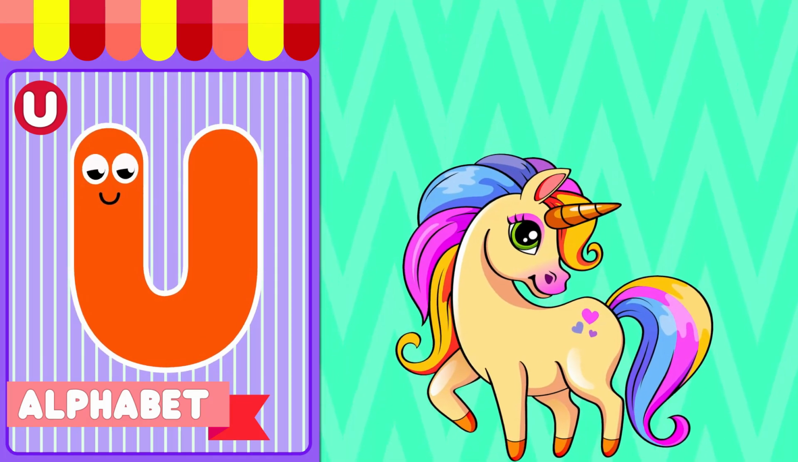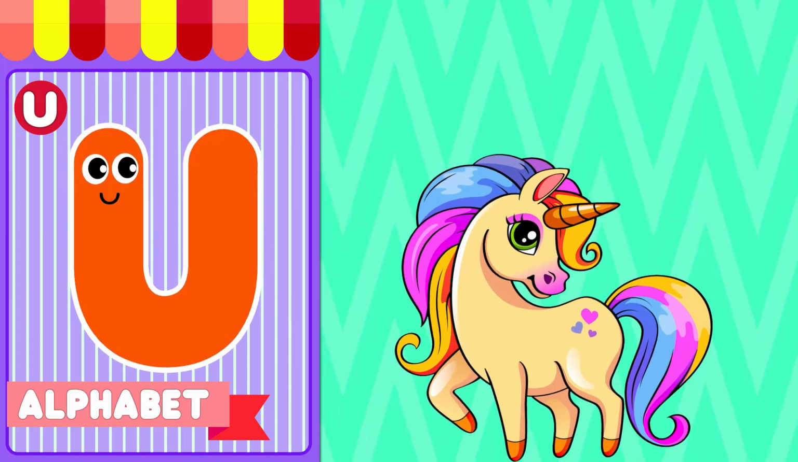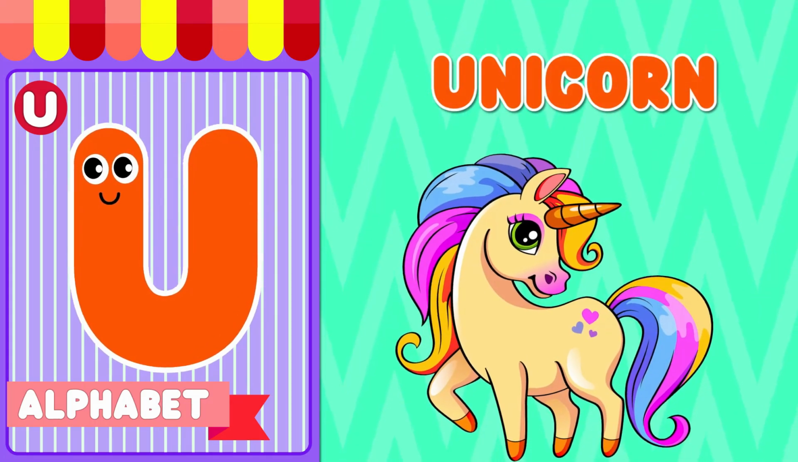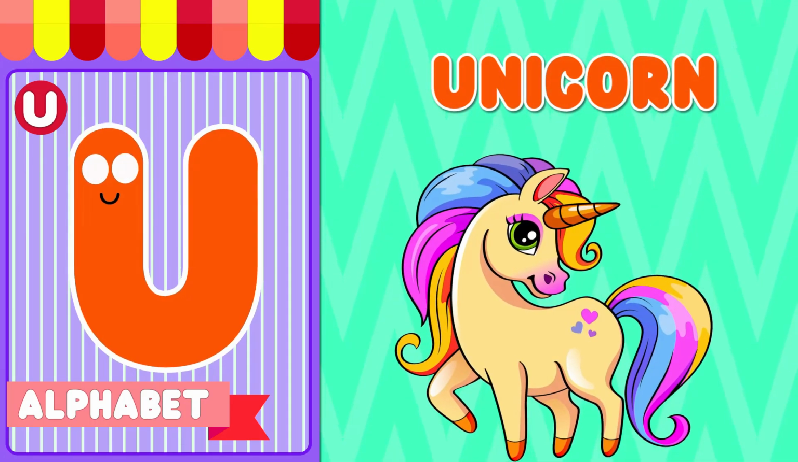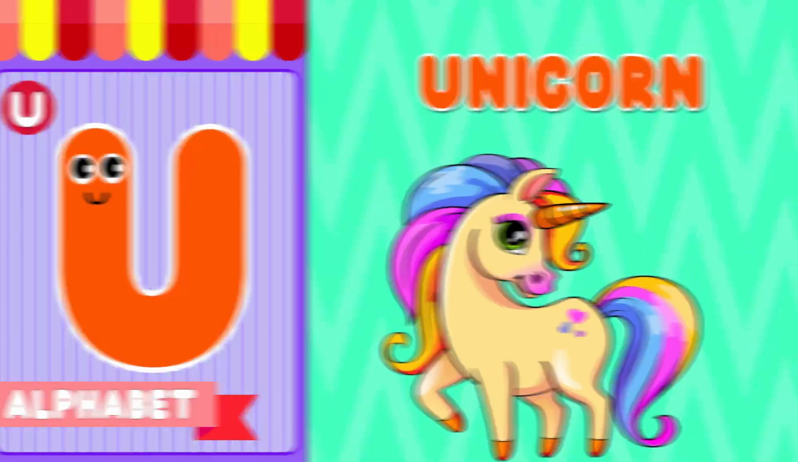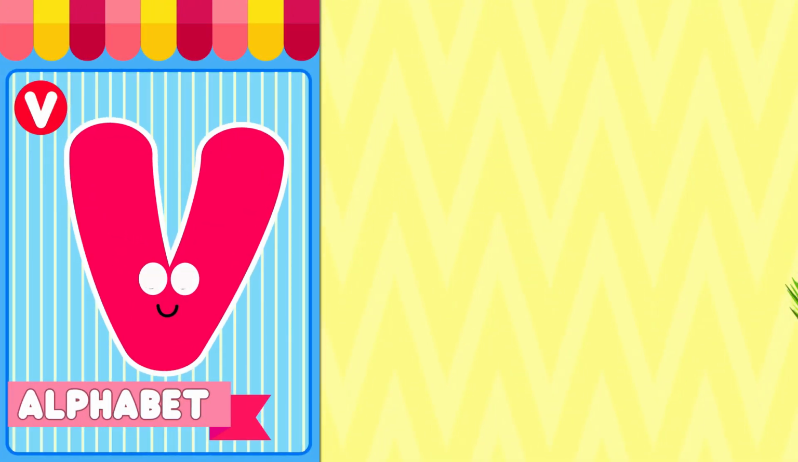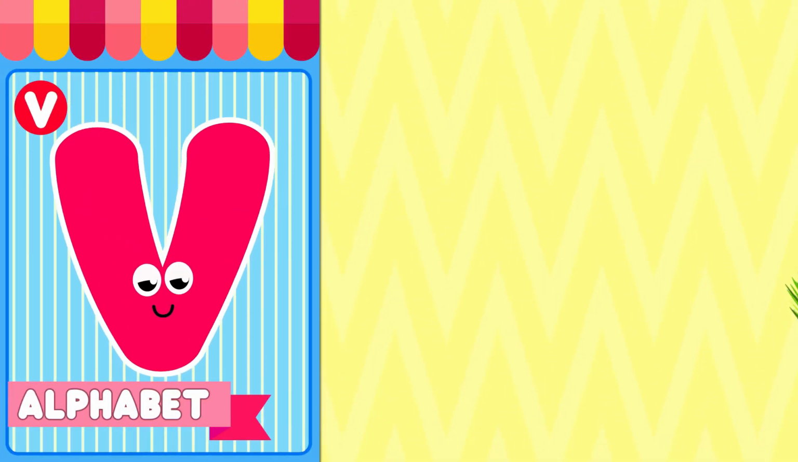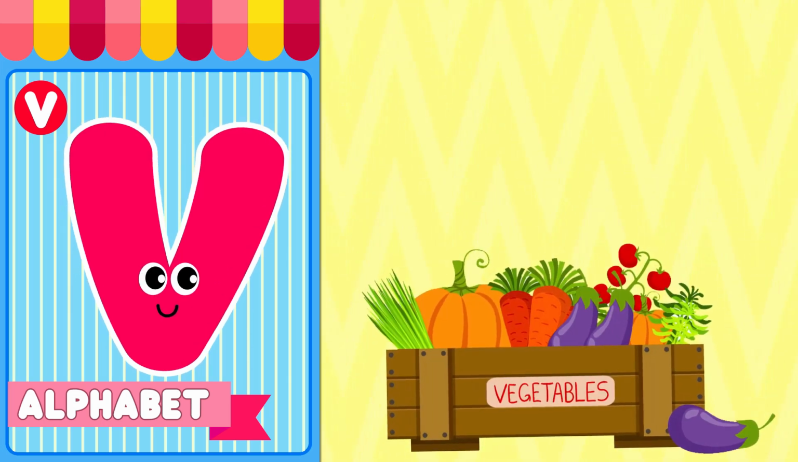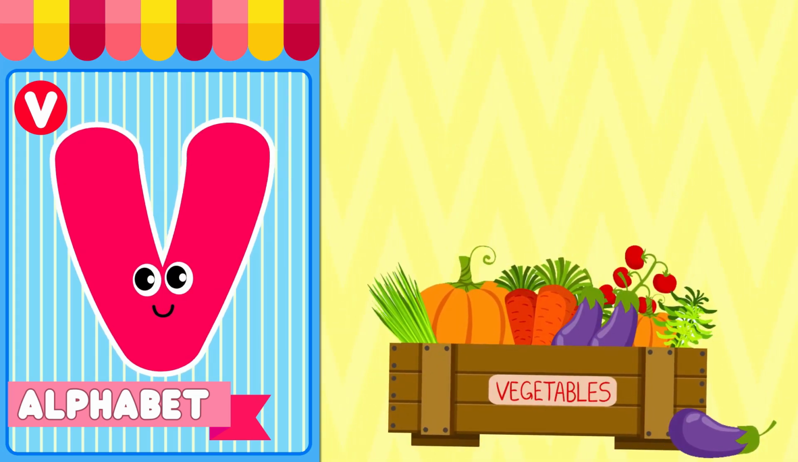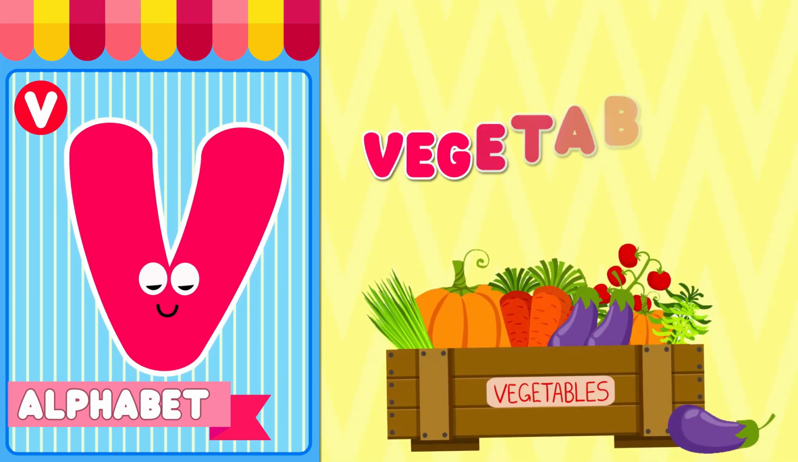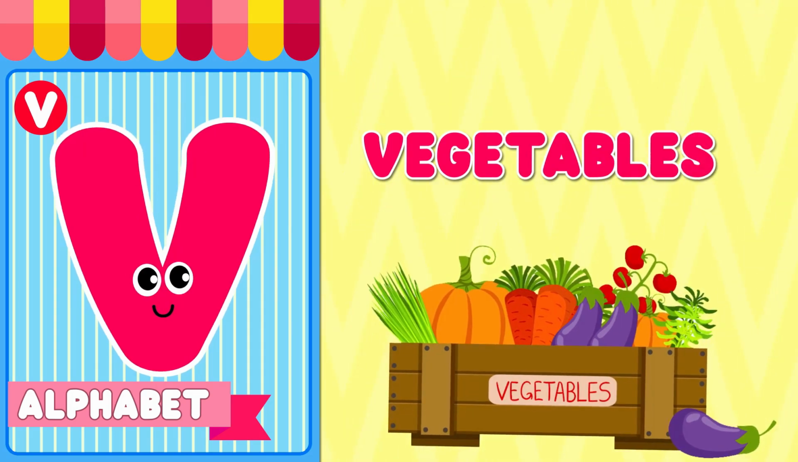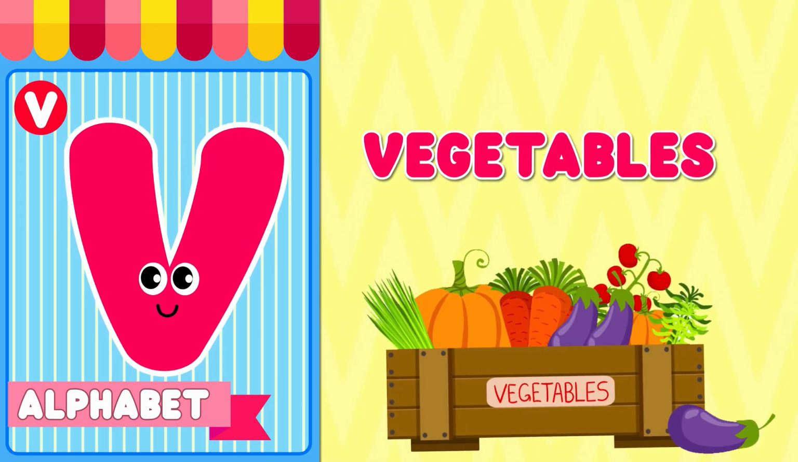U for unicorn. Unicorn. U for unicorn. It's the alphabet V. V for vegetables. Vegetables. V for vegetables.